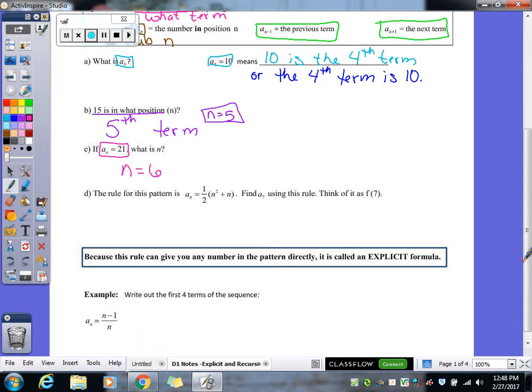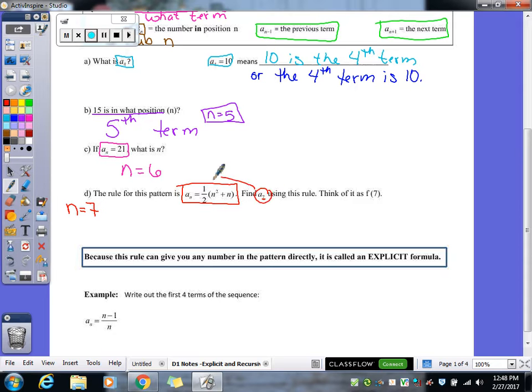So the rule for our pattern up above is given to us here. A sub n equals 1/2 n squared plus n. They want us to find a sub 7. So again, what letter do we normally have where that 7 is? We normally have an n. So really what they're asking us for is, what is it when n equals 7?